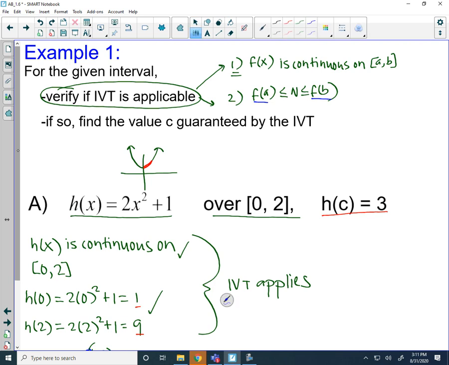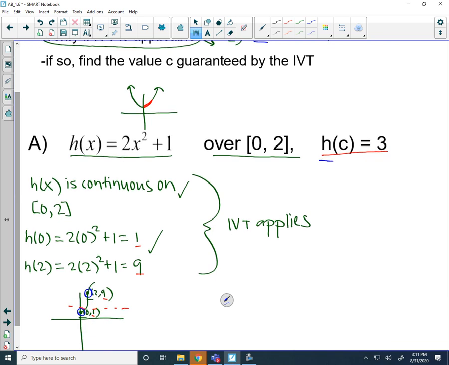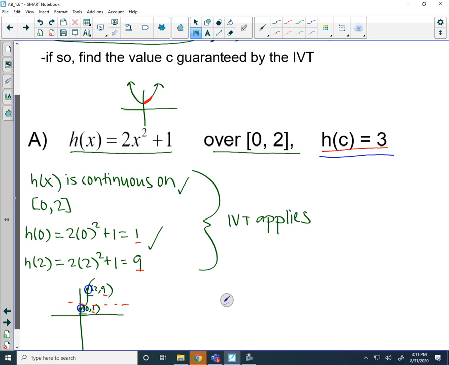So second part, just think about what it says, find the value C guaranteed by IVT. Think about what h of C equals 3 means. Wouldn't h of C symbolically mean plug C in for all of our x's? Just like h of 2 means plug 2 in for all of our x's, h of 3 means plug 3 in for all of our x's, h of C means plug C in for all of our x's. So that would say 2c squared plus 1. So there's h of C. It tells us h of C equals 3. So there's our setup for our equation, and then we're going to solve for C.